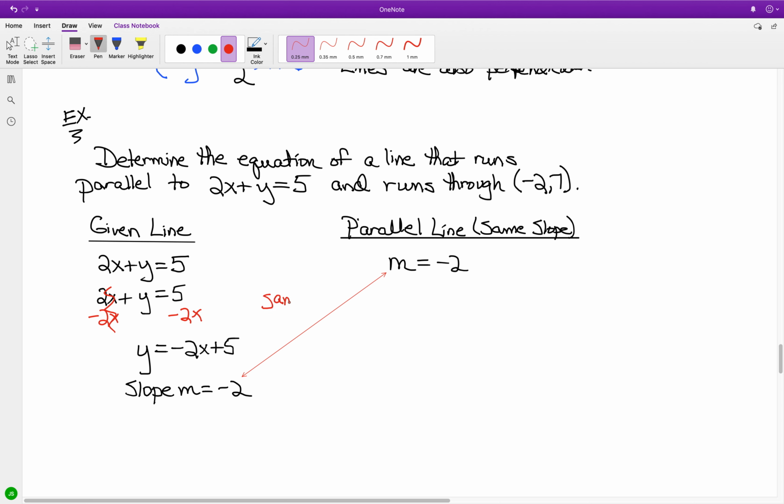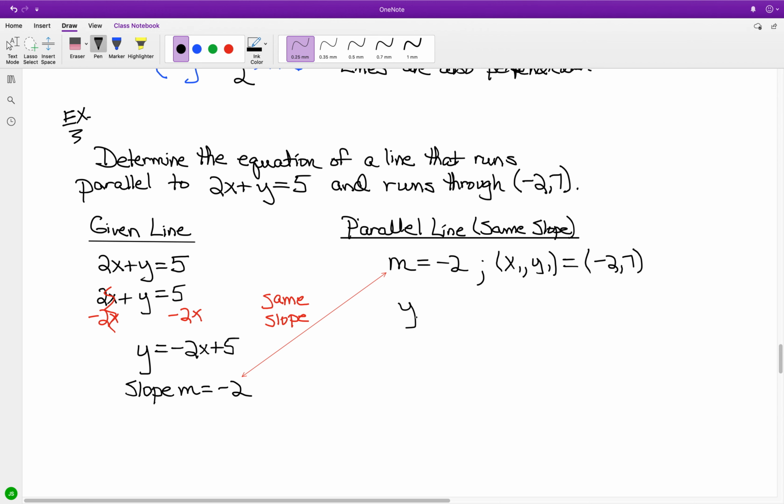And now regarding the parallel line, we have already established that the slope value is going to be -2, going through (-2, 7). So we're going to set up with the point-slope equation of a line, where the x1, y1 values are going to be respectively -2 and 7.